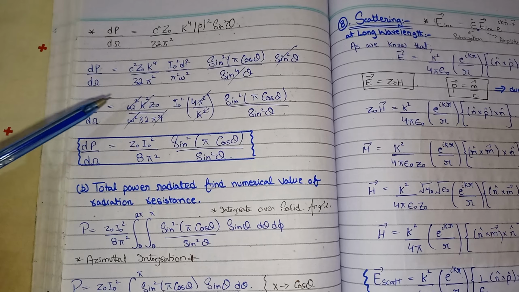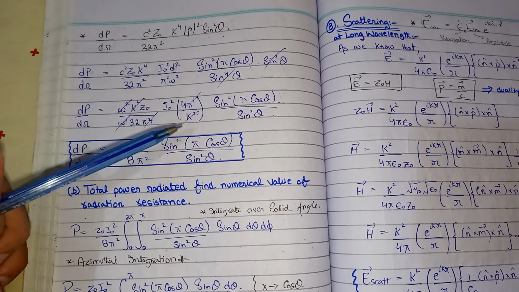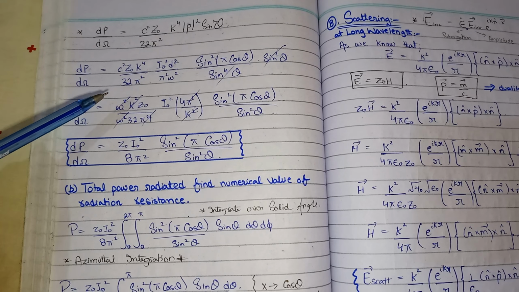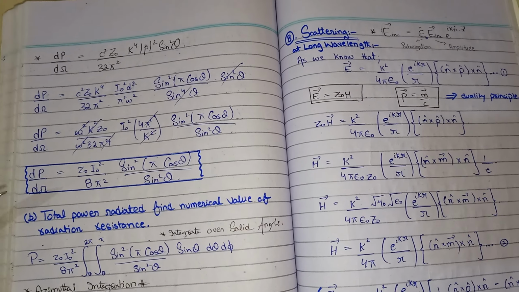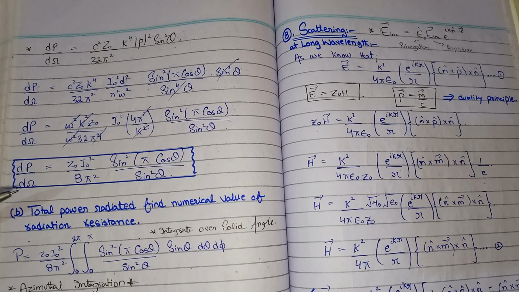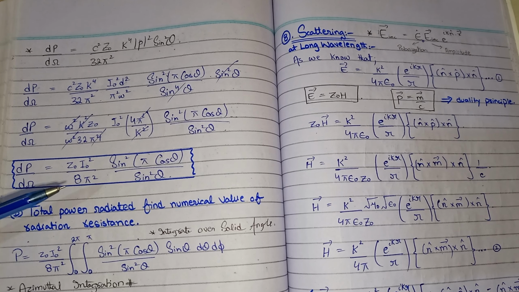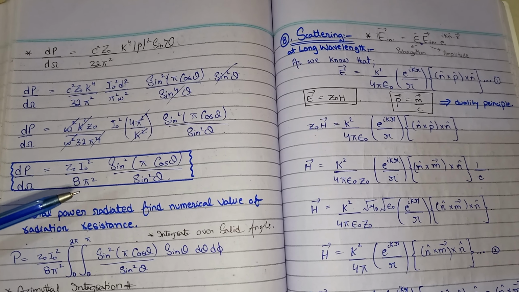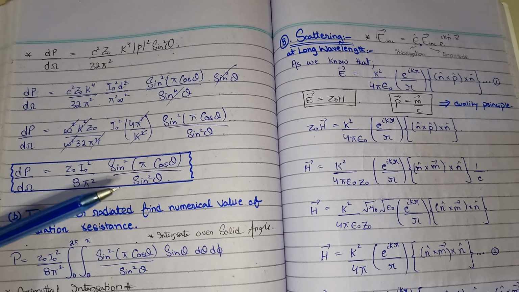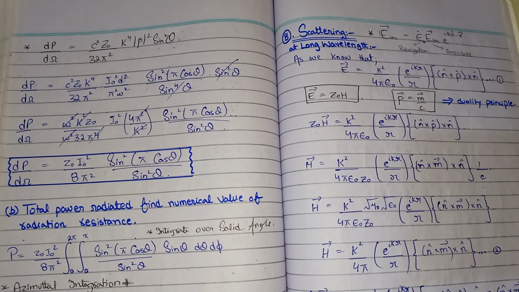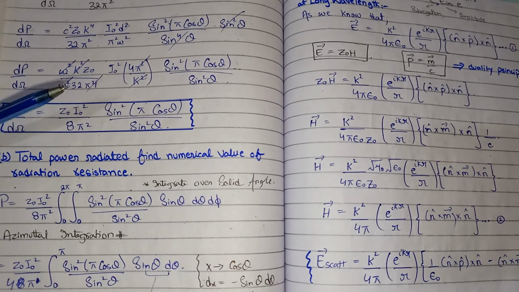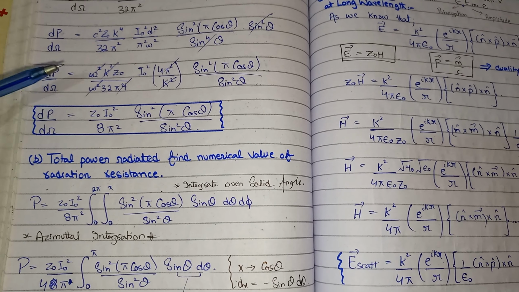So pi square cancels with this, k square cancels with this, omega square cancels with this, some terms cancel, and you will be left with your final power radiated per solid angle, which is equal to z naught I naught square divided by 8 pi square, sine square of pi cos theta divided by sine square theta. Understood? So this is basically your final power radiated per solid angle.